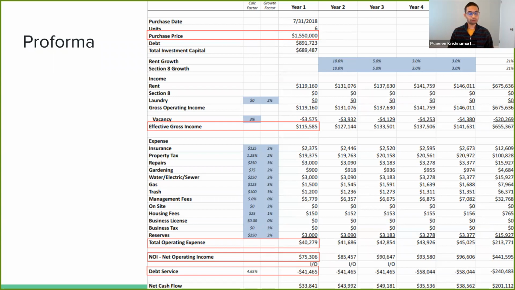Finally, the debt service ratio. If you have an NOI of 75,000 and then you have your debt service of 41,000, it's 41 over 75, which is 1.8. It's a pretty healthy debt service ratio, which means that you have a little room should the NOI fall to make debt payments.